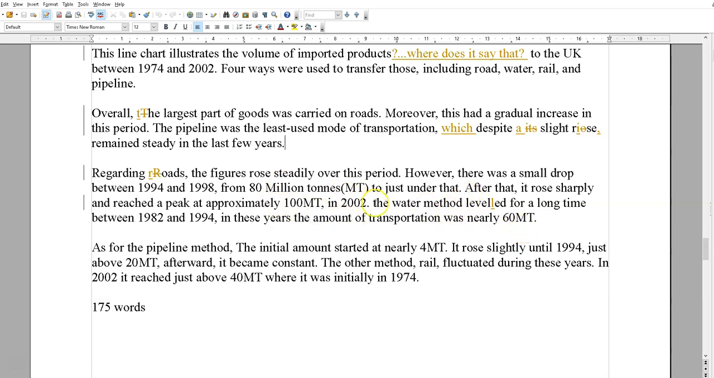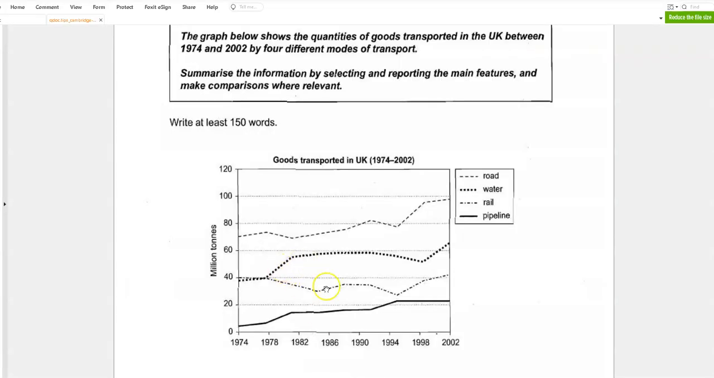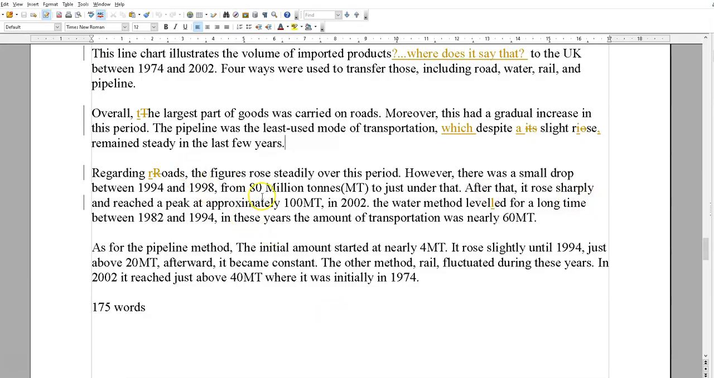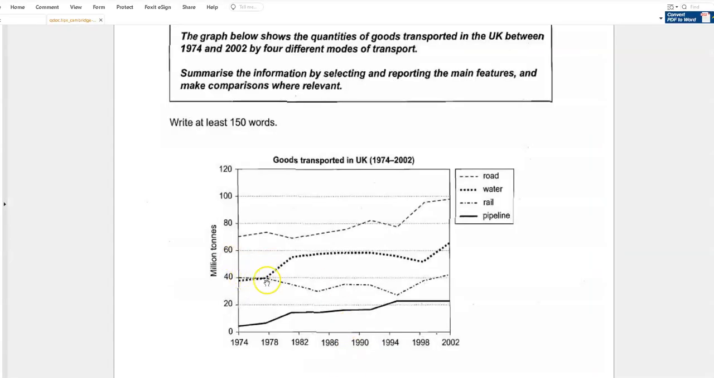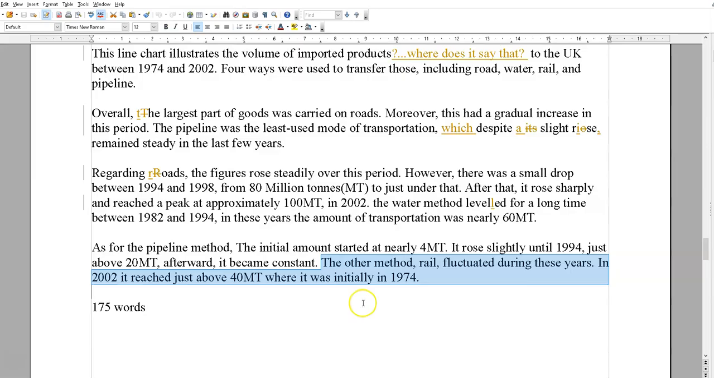So you've got roads, then water, pipeline. So again, you've got the biggest, then water's the second biggest, then rail and pipeline. So you've got roads, then water, so first and second, then you've got the fourth smallest, and then the third. So how does that make sense? And you could compare rail and water, as I said, because they start off on similar paths before they diverge.